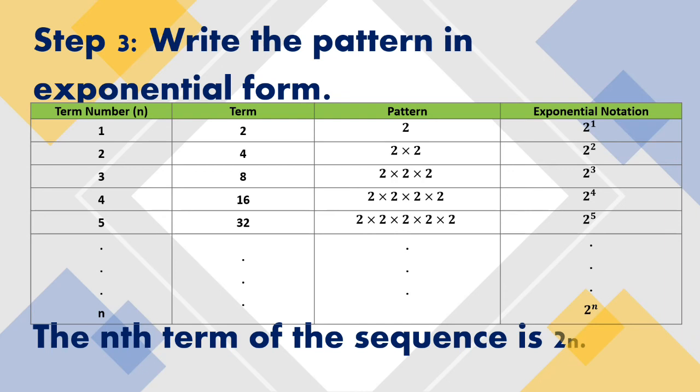For step 3, write the pattern in exponential form. As you can see on the table, the first term has an exponential notation of 2 to the first power. Therefore, the nth term of the sequence is 2 to the nth power.